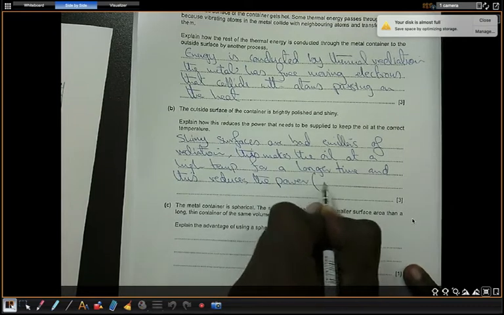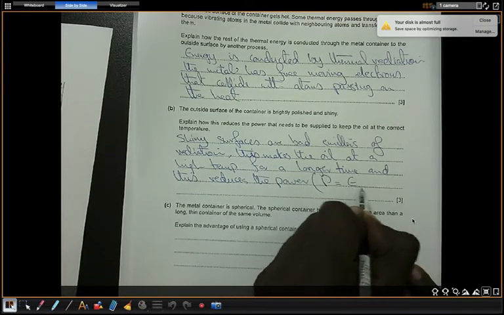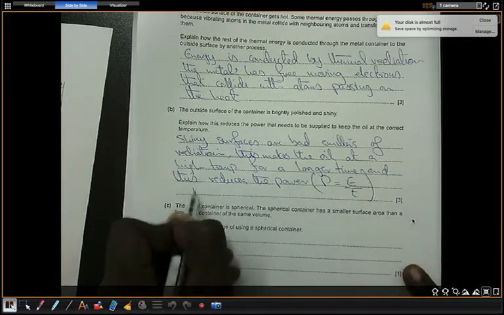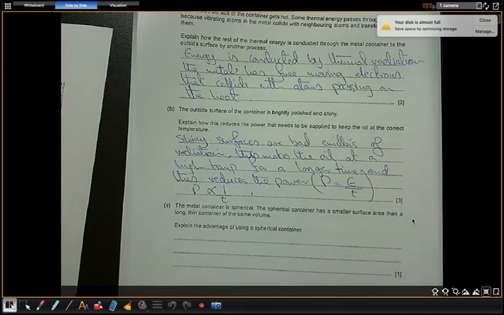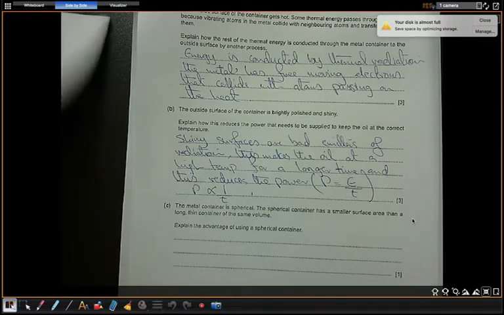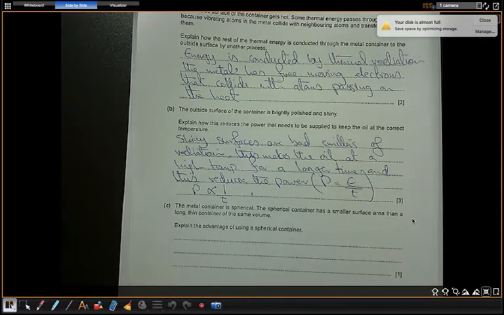You gotta mention power equals energy over time. Power is inversely proportional to time. That was a good answer. Good. All right. Now, moving on.